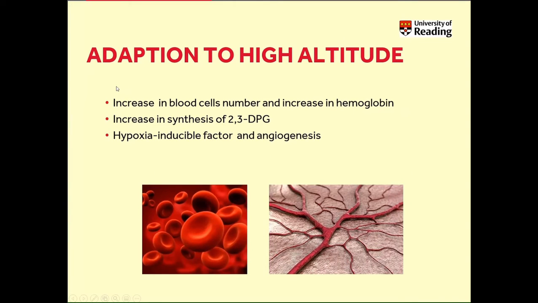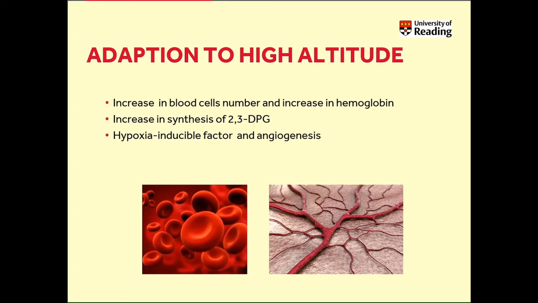You have certain adaptations in certain conditions, for example at high altitude, that impact the factors acting on the oxygen hemoglobin dissociation curve. So at high altitude, you have adaptations that include an increase in blood cell number and an increase in hemoglobin, but also an increase in synthesis of 2,3-DPG. Now, if you remember, DPG was produced during hypoxia. Well, it's always produced, but during hypoxia it can accumulate.